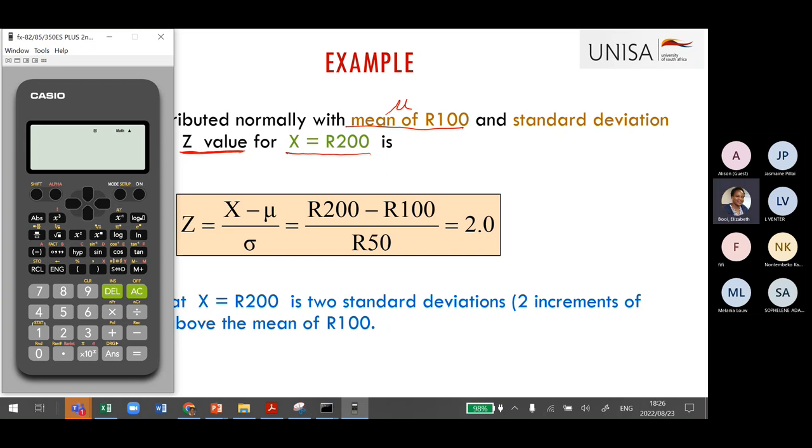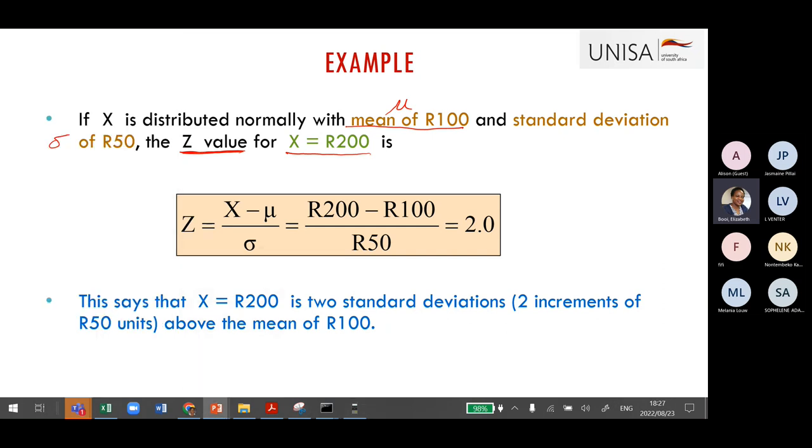Alternatively, you can use brackets for the top part because there are two values. Put them in the bracket: 200 minus 100. Close the bracket. Divide, because the sign here is a division, by 50. What the bracket does is solve whatever is inside the bracket first before it does the division. So if I click equal, I will still get the same answer. That is one of the skills that I can show you on your calculator.